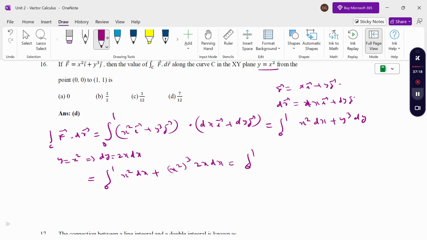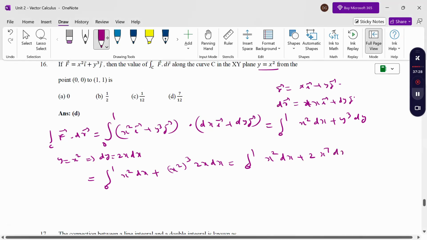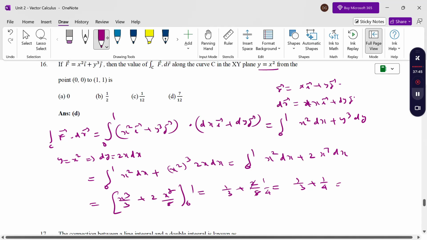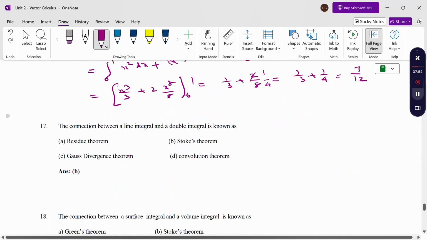Therefore substitute, integral 0 to 1 x square dx plus y, x square cube, dy, 2x dx. Therefore 0 to 1 x square dx plus 2 into x power 6 times x, 2 into x power 7 dx. When I integrate, x cube by 3, 2 into x power 8 by 8, 0 to 1, therefore 1 by 3, 2 by 8. So when I cancel this, 1 by 4, 1 by 3 plus 1 by 4, then 4 plus 3, 7 by 12. The option is D, 7 by 12.